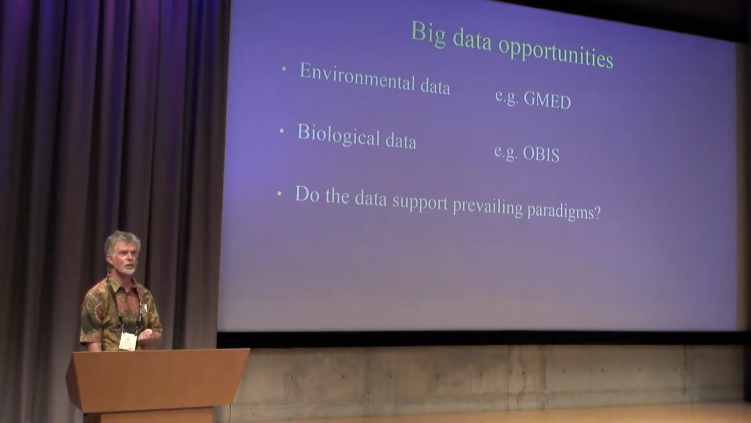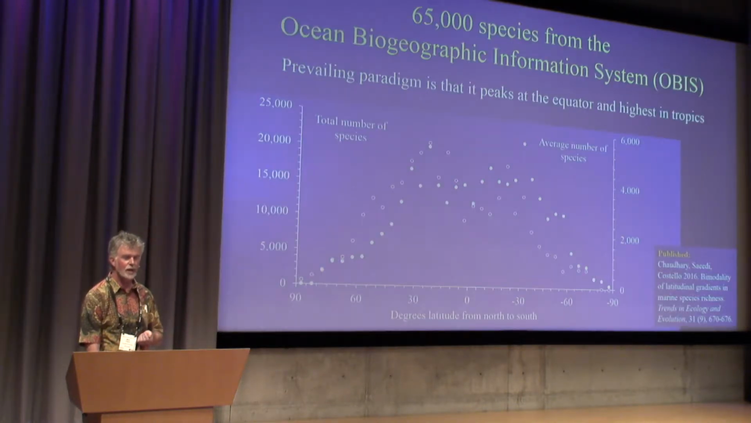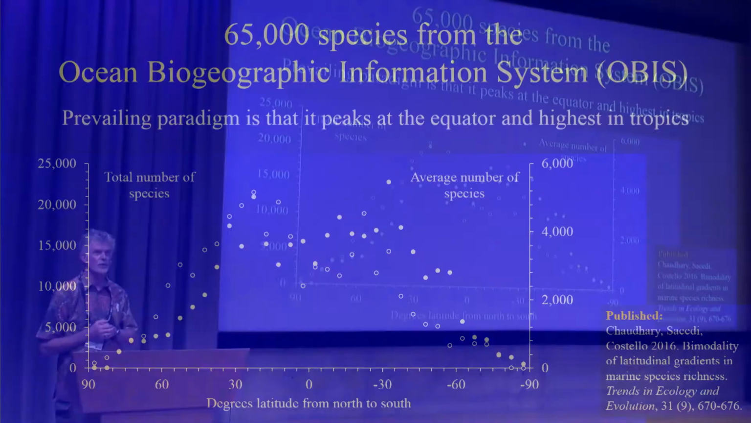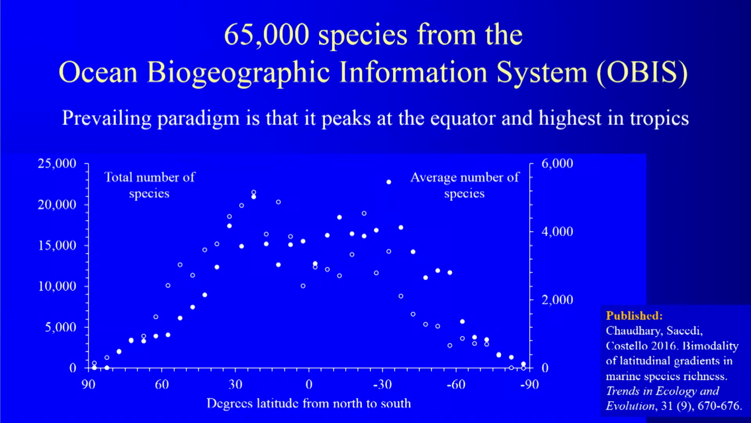Another way is recently we just had a paper published in Trends in Ecology where we looked at latitudinal distributions. So the prevailing paradigm in most textbooks about the latitudinal gradient in marine species richness is that it peaks at the equator. You get fewer species in the polar regions, more at the equator, and certainly more in the tropics. But when we looked at the data, we were quite surprised to find that whether you use the total number of species in a latitudinal band, these are 5-degree latitudes at the bottom, or you use the average number of species, you get this little dip at the equator.